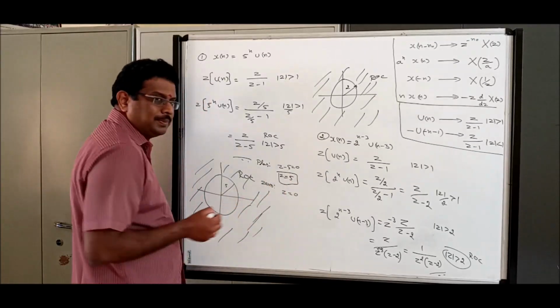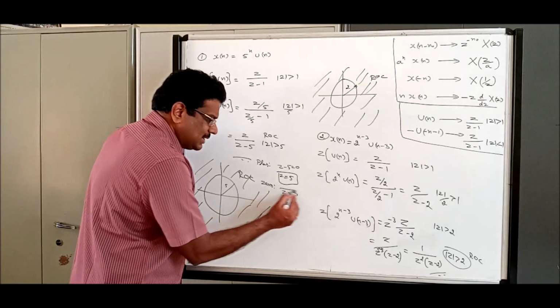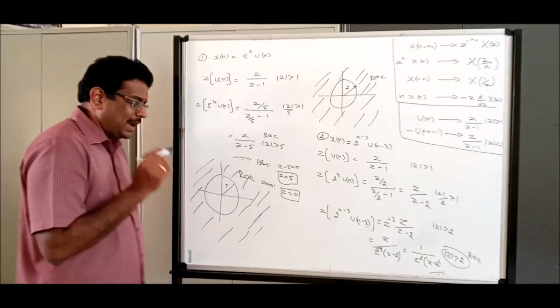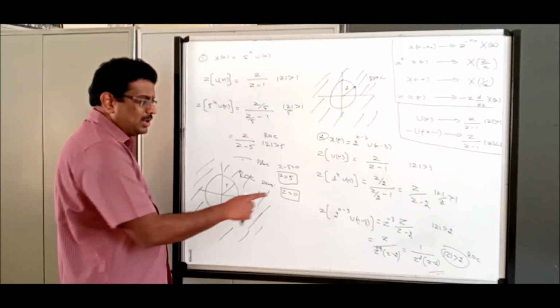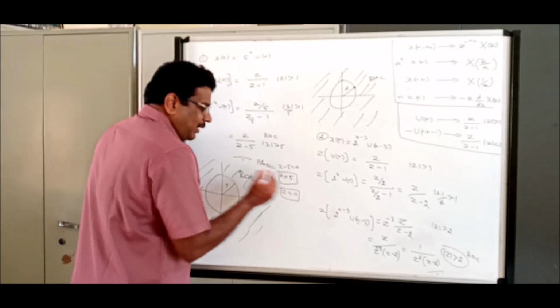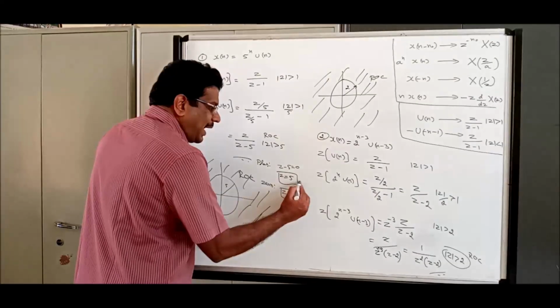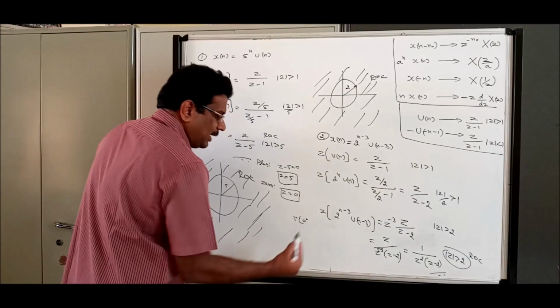This is the pole, because there is no calculation in the denominator. This is the zero. Now I have identified the pole: z is equal to 5. The zero: z is equal to 0. Now it is 5, or 5 angle 0 degree. Please remember this is 5 angle 0 degree.